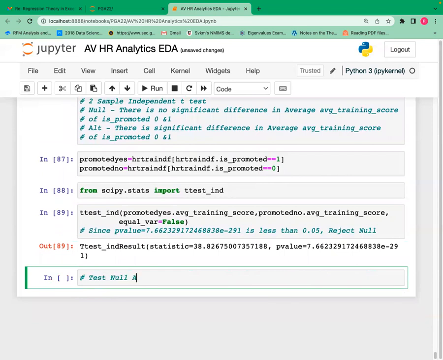Test null: the average length_of_service of is_promoted 0 and 1 is equal.